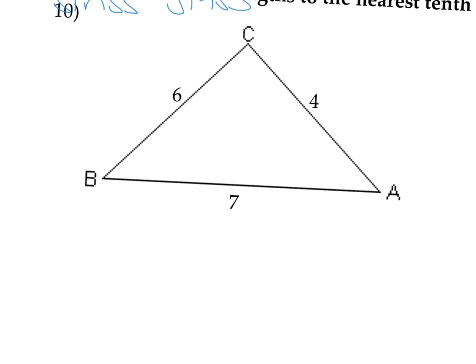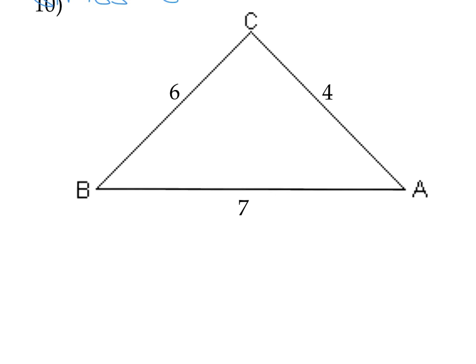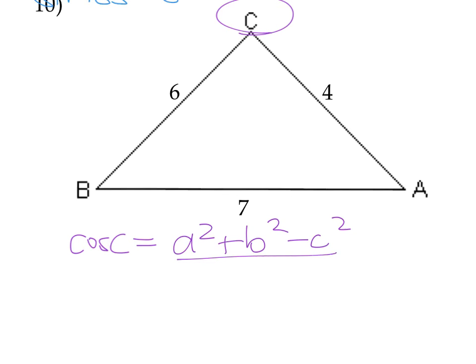Okay, now we're going to look at 10. So 10 gives you 3 sides. In this case, you're going to use the law of cosines. Law of cosines tells you to start with the largest angle first. So I have to start with angle C. And I would say that the cosine of C equals A squared plus B squared minus C squared over 2AB.